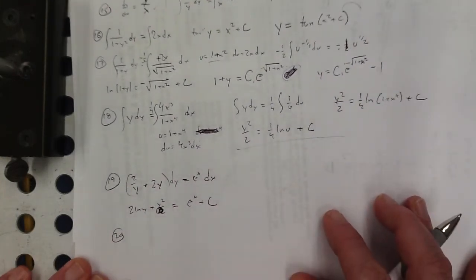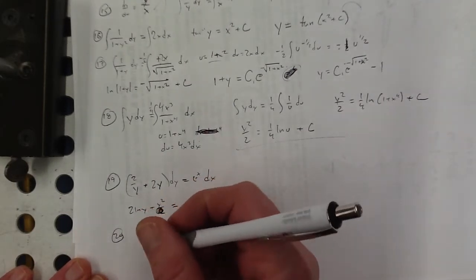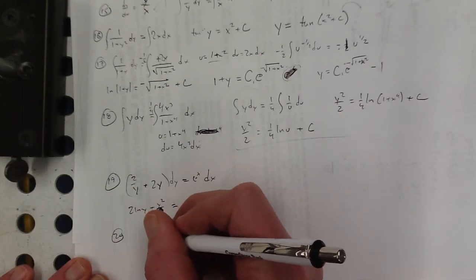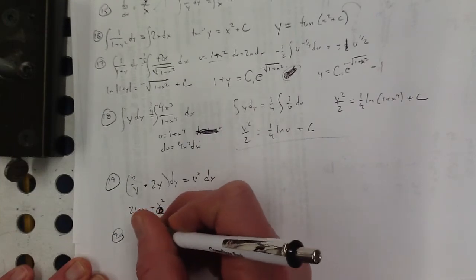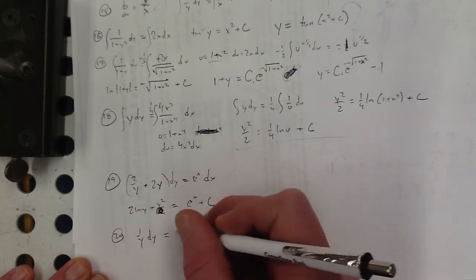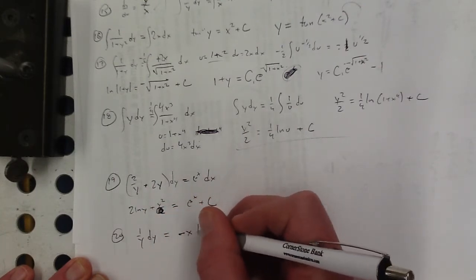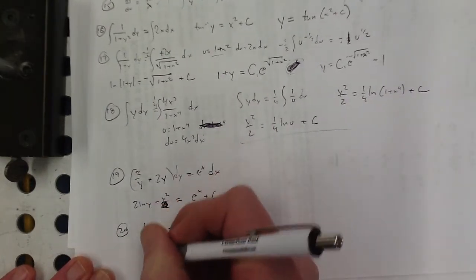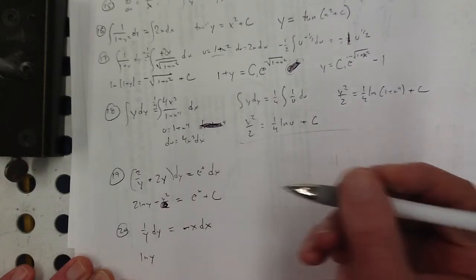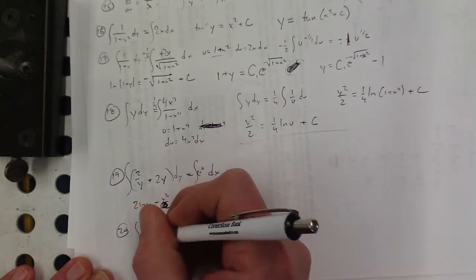Number 20. Y prime, which is the same as dy dx, equals negative xy. So that means my dy on this side, I'm going to have 1 over y. I'll always leave negative signs and constants over here with the x's. So antiderivatives, I forgot to do that in this problem above.